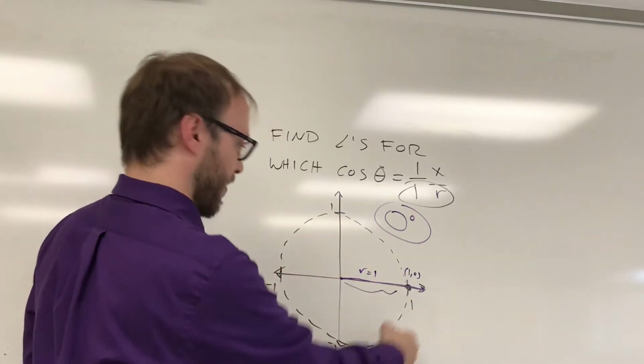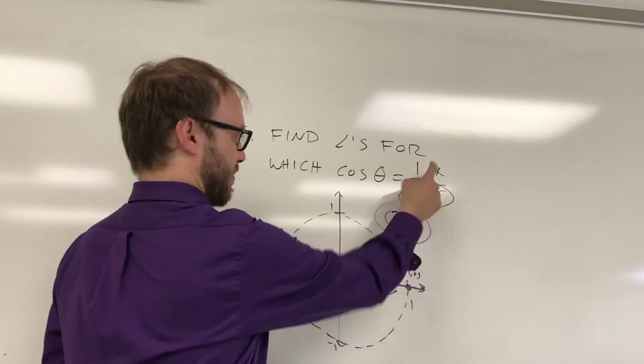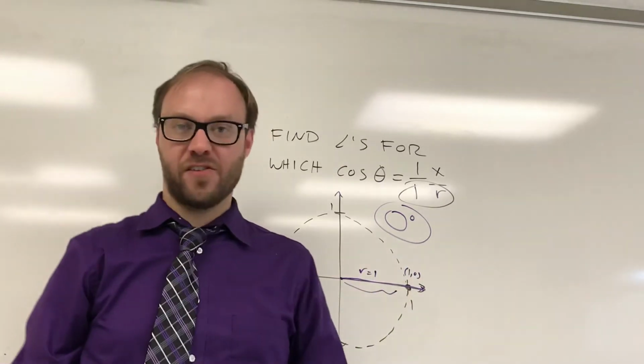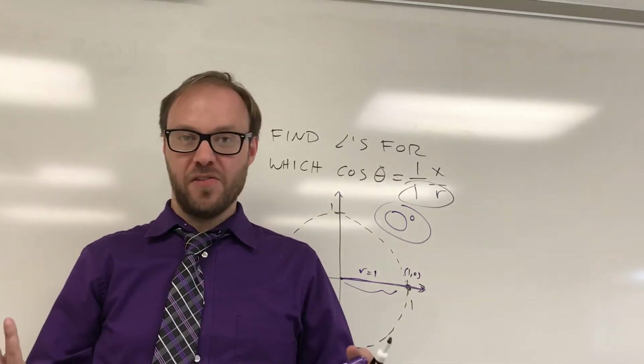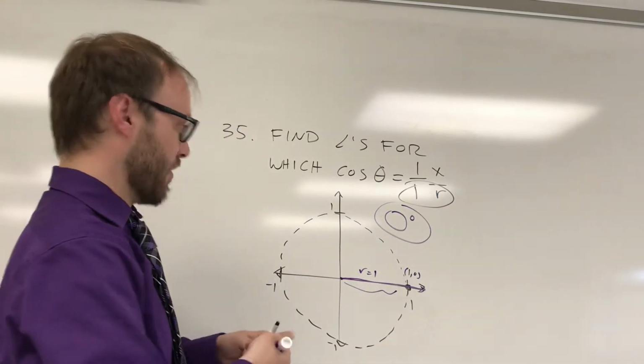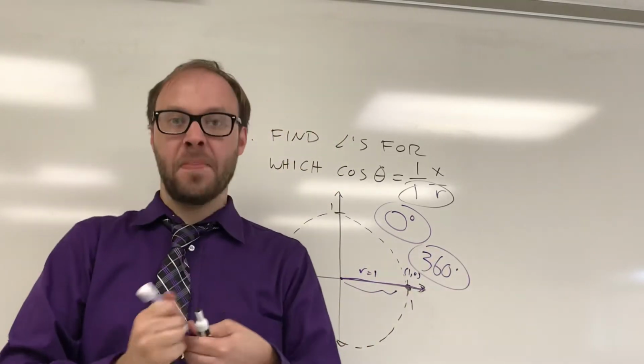Now, it asks you for other possible angles. Sometimes you'll be able to find other possible angles between 0 and 360. However, you notice in this case we need the x-coordinate to be 1. Literally, that's the only point on this entire circle that has an x-coordinate of 1. So the only other thing you can do is find a coterminal angle. You could add 360 degrees or subtract 360 degrees. In this particular case, it's going to be 360.